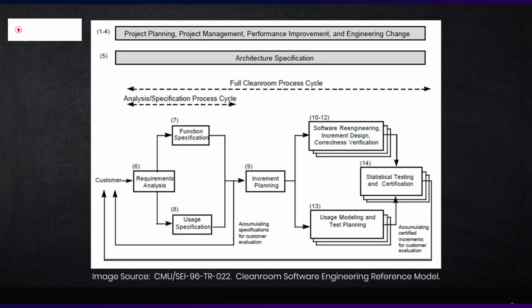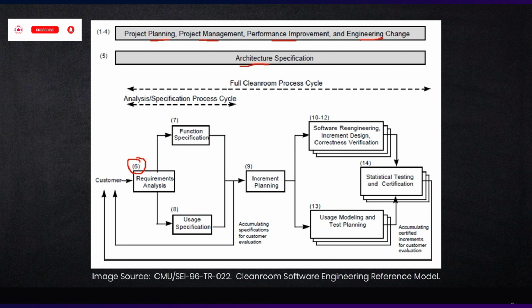So your first 4 processes are up here. We have to plan, we have project management, performance improvement, and then engineering change. Then we move to architecture specification in process number 5. Then we move to requirements analysis here at process number 6. And then as you notice, it breaks out to function specification and user specification. Then we start planning, and then we move through the entire process, and then eventually it gets delivered to the customer. So again, this is a very strict process.